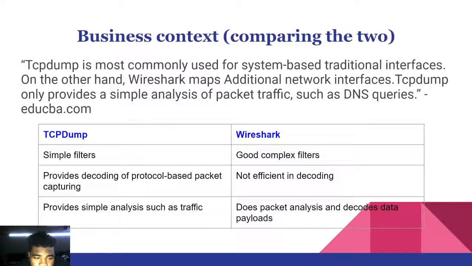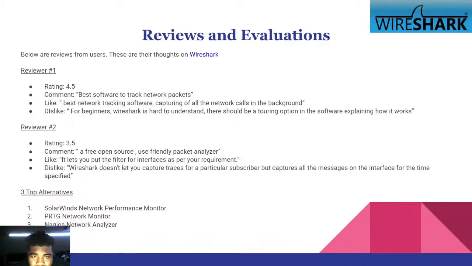TCPdump has simple filters, provides decoding for protocol-based packet capturing, and provides simple analysis such as traffic. Wireshark has good complex filters, is not efficient in decoding, and does packet analysis and decodes data payloads.